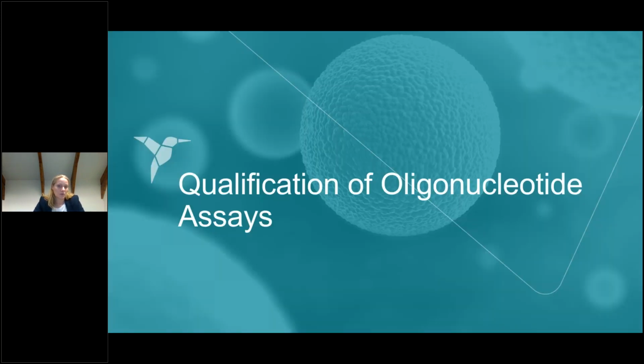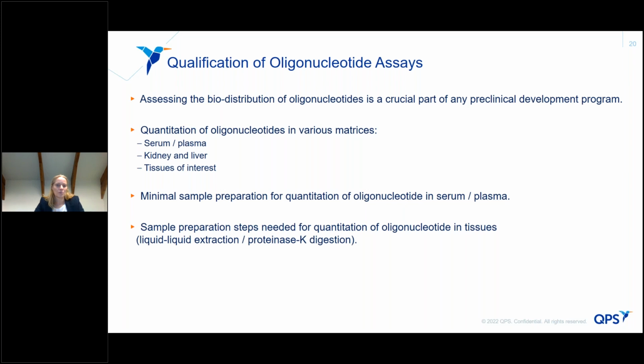So next, I want to tell something about qualification of oligonucleotide assays. Assessing the biodistribution of oligonucleotides is a crucial part of any preclinical development program. If you want to quantify the oligonucleotides in various matrices, you can think of serum and plasma, of course, but also kidney and liver, where the oligonucleotides may accumulate, but also tissues of interest. What I mean by that is if you have an oligonucleotide drug for muscle disease, then you also need to quantify your oligonucleotides in muscle tissue. If you have a rare eye disease, you also need to quantify the oligos in the different eye tissues. So you need to keep that in mind.